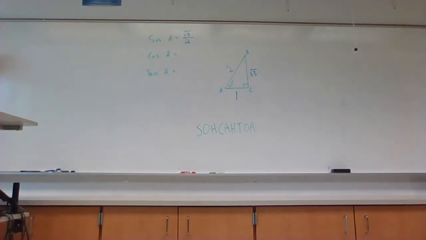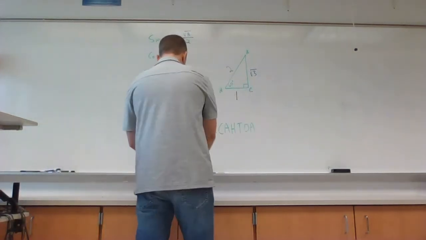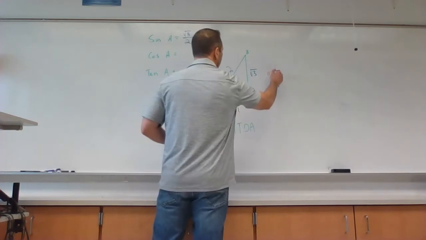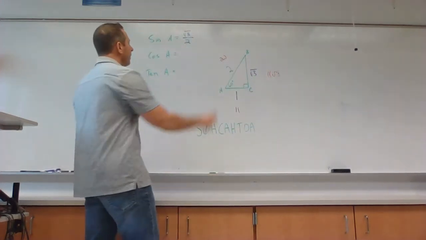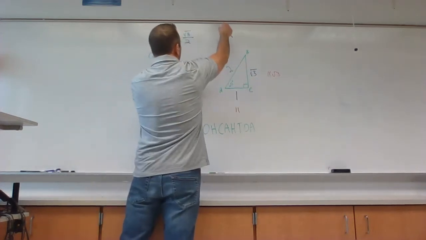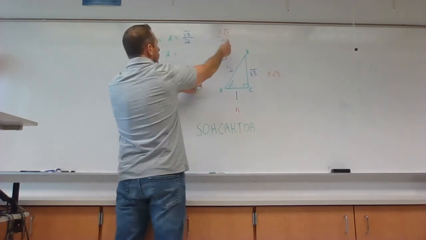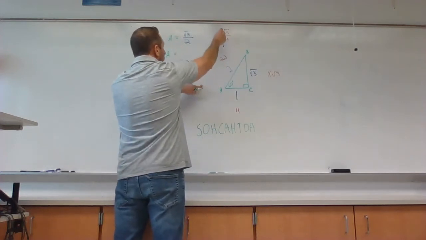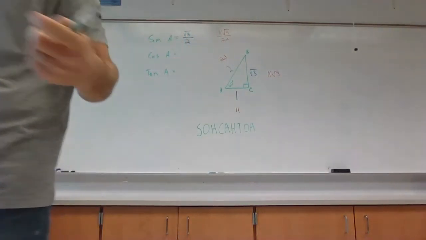Now, even if we had other measurements there, if this was 11, and this was 11 rad 3, and this was 22, we'd still get the same thing. If we did sine of angle A with these measurements, we'd have 11 rad 3 over 22. What's 11 over 22? 1/2. You still get the same thing. You would just reduce the fraction.